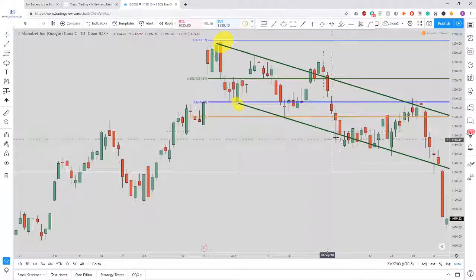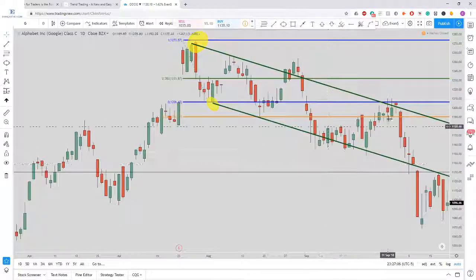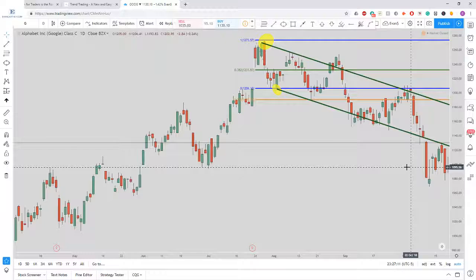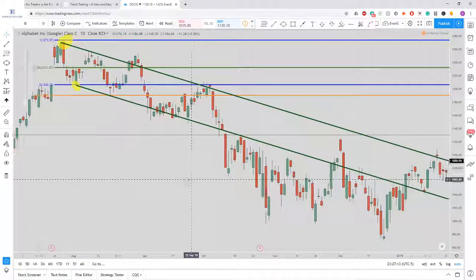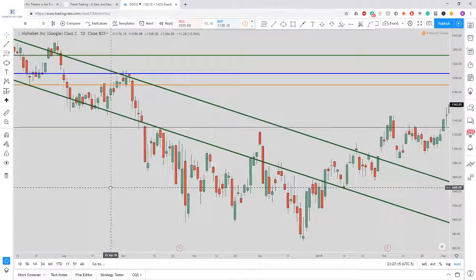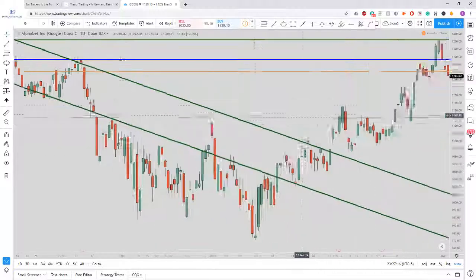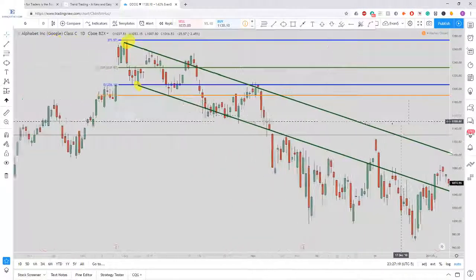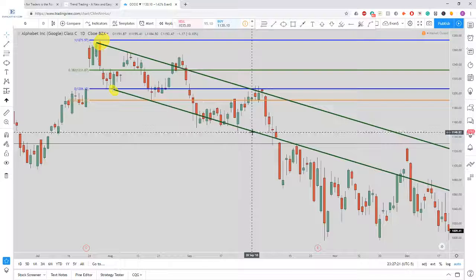Breaks that down to the other side as well. Comes back up, uses it pretty perfectly as a resistance level, and then breaks down here to the downside before it just kind of goes out together again on the outside, and then finally breaks out to the other side.